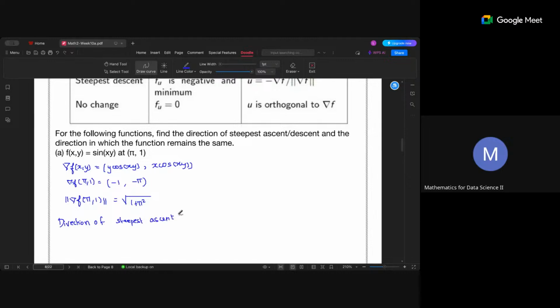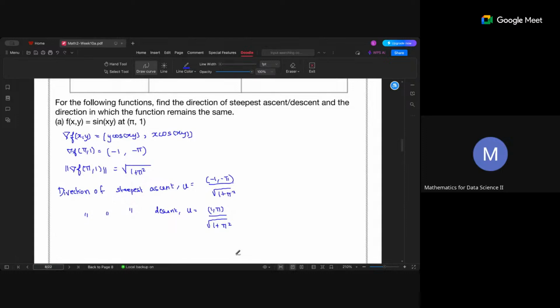Yes. Del f divided by its norm. Okay, fine. Now what is the direction of steepest descent? Just the opposite: minus del f divided by its norm, the negative of this vector. Right.